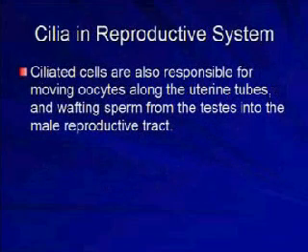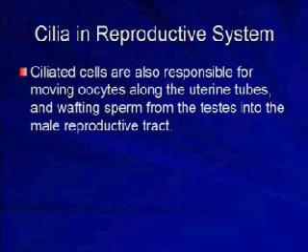Now, cilia are also located in the reproductive system. Ciliated cells are responsible for moving oocytes along the uterine tubes and for moving sperm from the testes into the male reproductive tract. So again, in the female reproductive tract the eggs, the oocytes, are moved along the uterine tubes by cilia, and again the sperm in the male reproductive tract along the levels of the vas deferens, which is the ductal system in the male reproductive tract. You'll see cilia moving the sperm along those tracts.